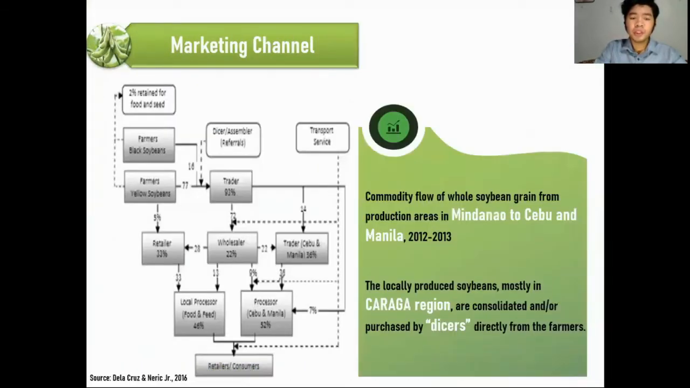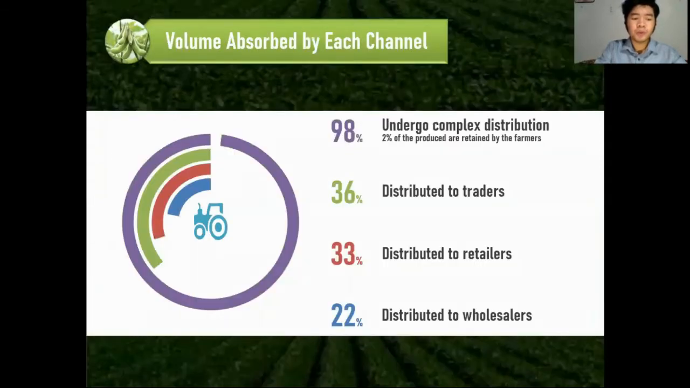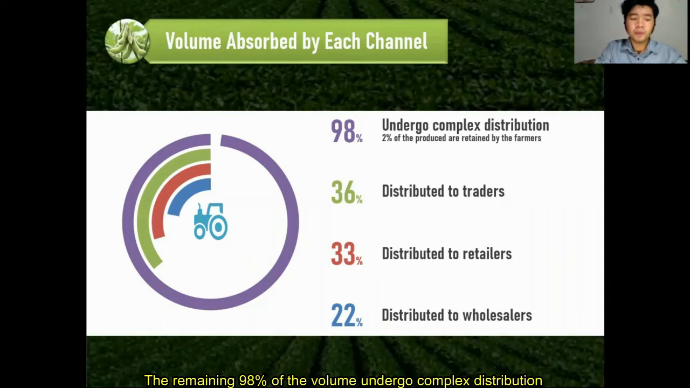The movement of the commodity typically begins with the transaction that is being arranged by the dealers, involving the farmers and traders up until the consumers. Only 2% of the volume produced is retained by the farmers for subsistence and planting purposes. The remaining 98% of the volume undergoes complex distribution to the traders, retailers, and wholesalers.